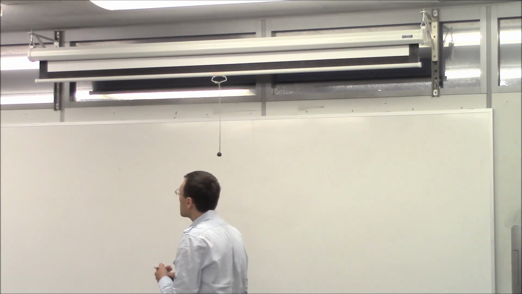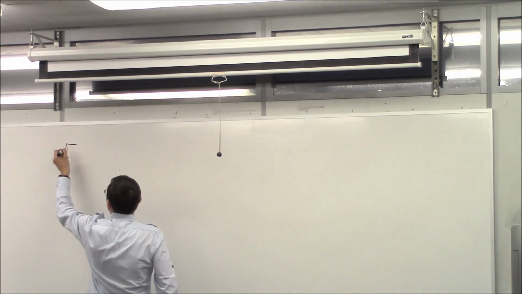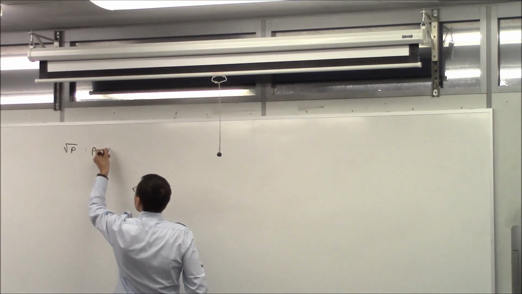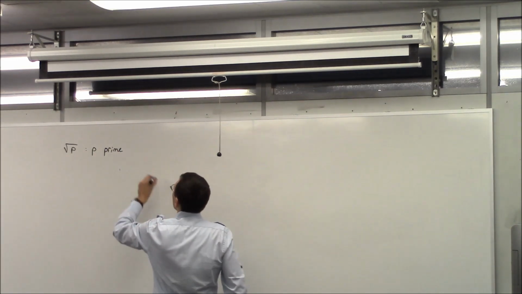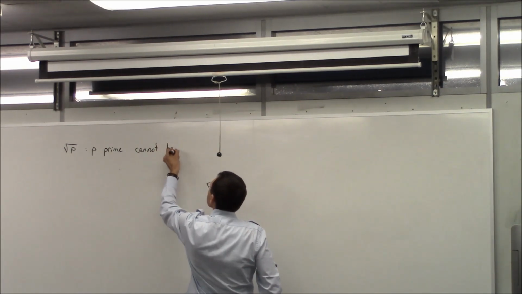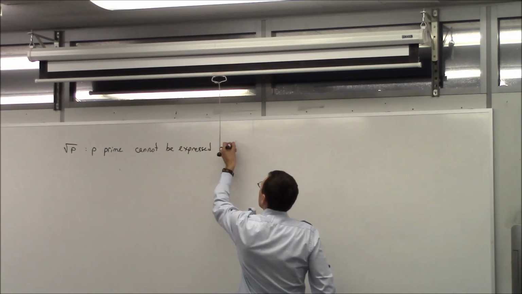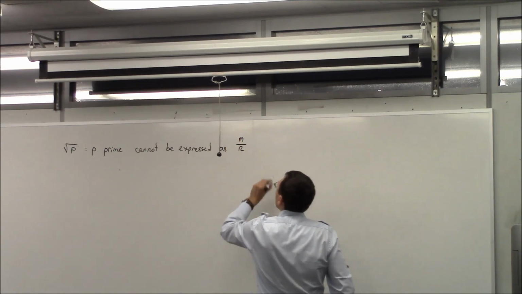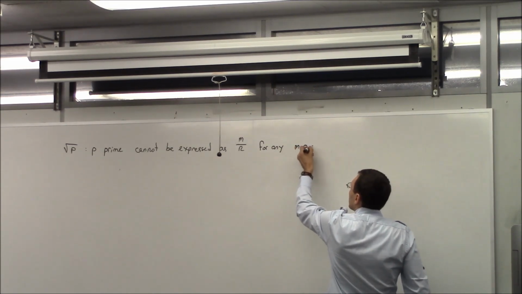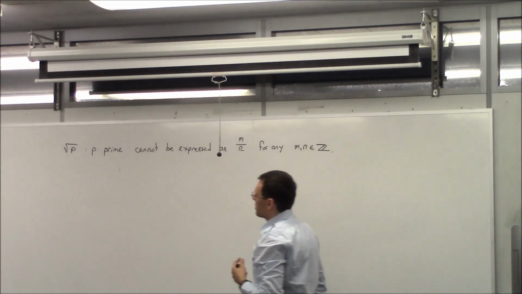So let's say the square root of p, prime, cannot be expressed as m divided by n for any m, n that are integers. That's the fundamental problem that the Pythagoreans first noted.